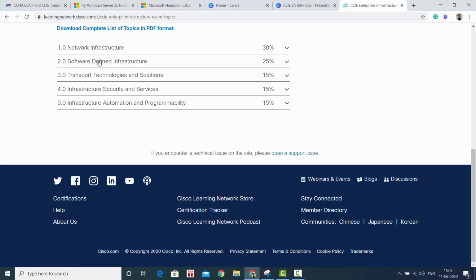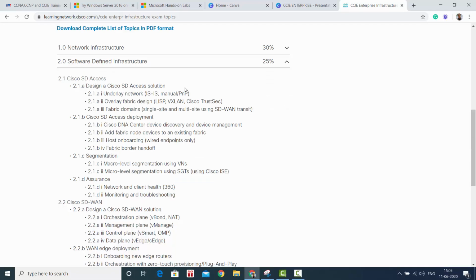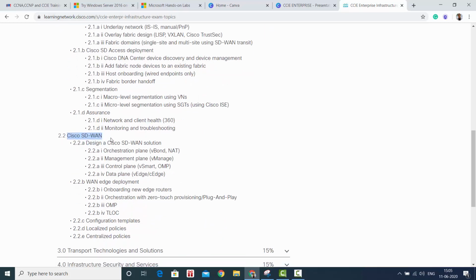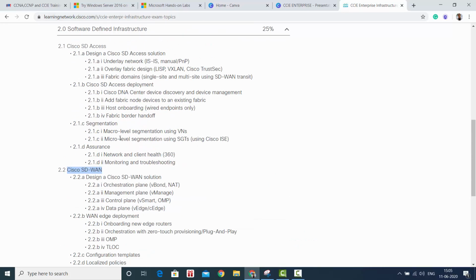Now the second one is something new: software defined infrastructure. The first thing we have is Cisco SD-Access, which means essentially you need a Cisco DNA Center to implement or learn this technology. The second is Cisco SD-WAN. Then we will also have Cisco ISE, which we need to know and have in the environment, because it is part of SD-Access itself. So three new technologies: Cisco SD-Access, Cisco ISE, and Cisco SD-WAN.